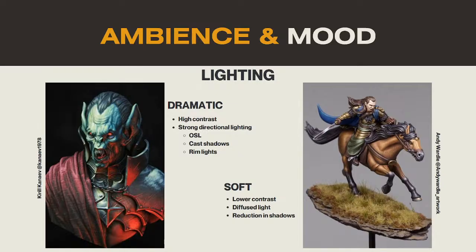Dramatic can be broken down into two main things: high contrast and strong directional lighting, which includes object source lighting, also known as OSL, cast shadows, and rim lights. If we take a look at Kiro's work here on this vampire, it's one of my favorite pieces he's done. You can see the obvious directional lighting over here in the top left-hand portion of the forehead. You can see all of the objects on this model. All of the lighting is fitting towards that direction.